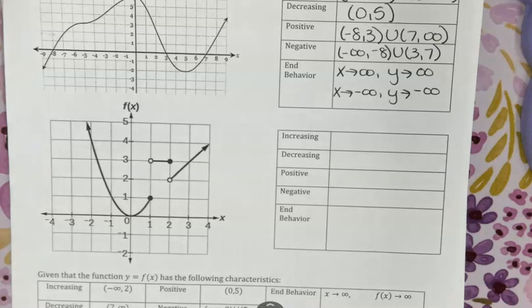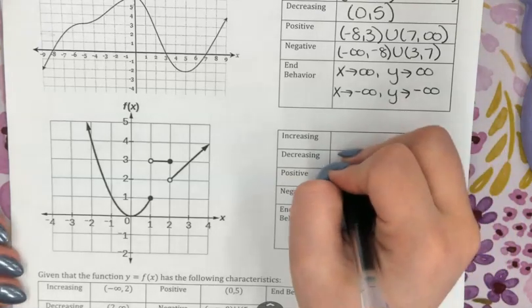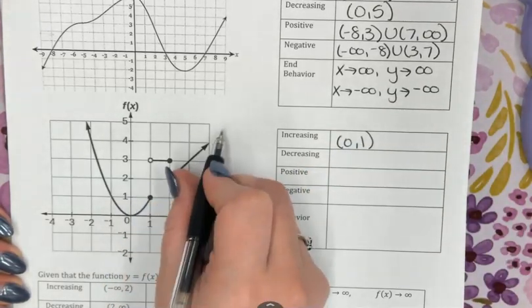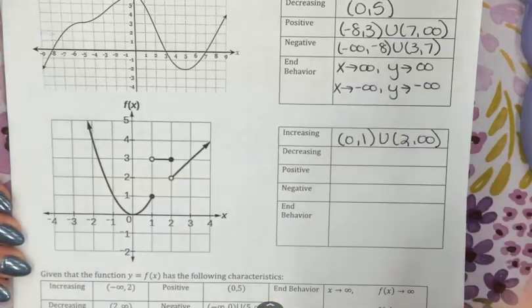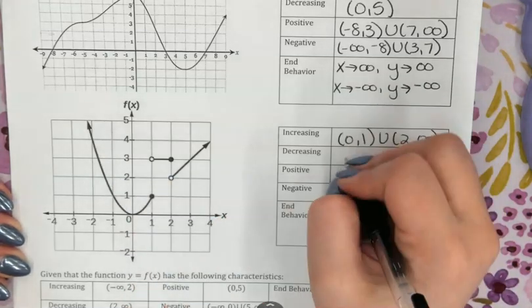Another little graph. Where is this one increasing? Well, from 0 to 1, I'm walking uphill. Then I'm kind of stagnant. And then I start going uphill again at 2 until positive infinity. I'm decreasing from negative infinity to 0.